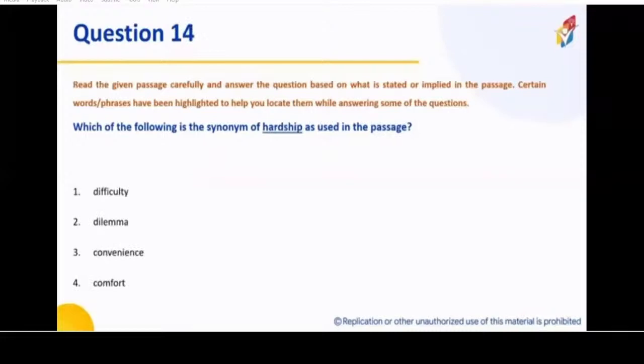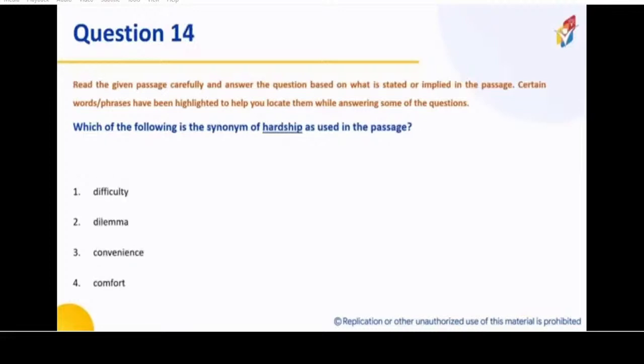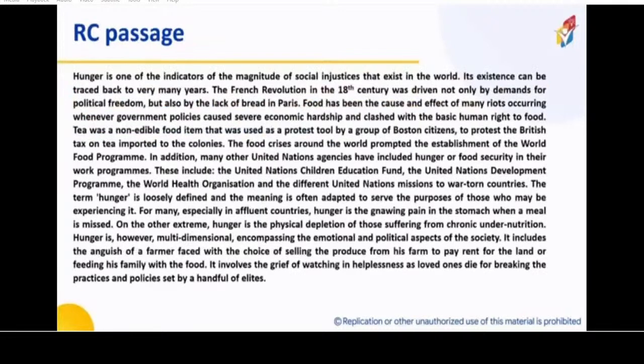Before that, there are certain words here. One is hardship and the other is prompted. Let's see the meanings as and when we arrive at these words when we read the passage. It basically helps you to remember these words, because the moment you come across them, you can immediately come to these questions. Hardship and prompted.